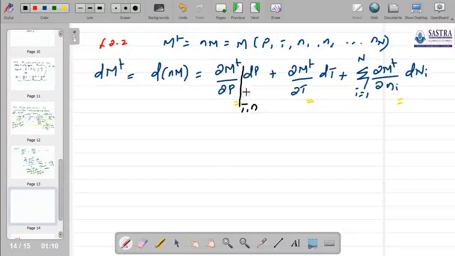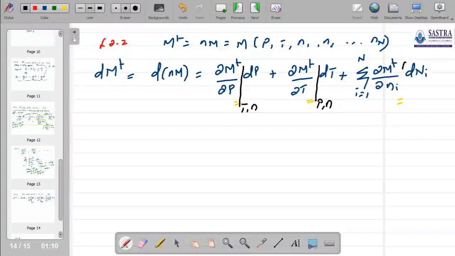So in this partial derivative, the temperature and the number of moles are not changed. That means when you talk about the change in terms of temperature, the pressure and the moles of all other components are not changing. You talk about only the change in temperature and how it affects the solution, but you have to keep P and N constant.